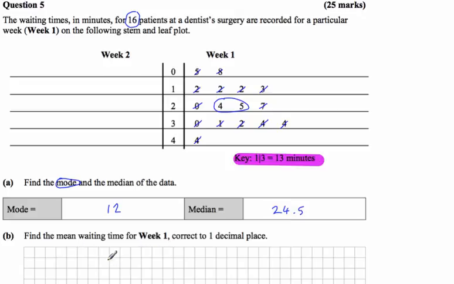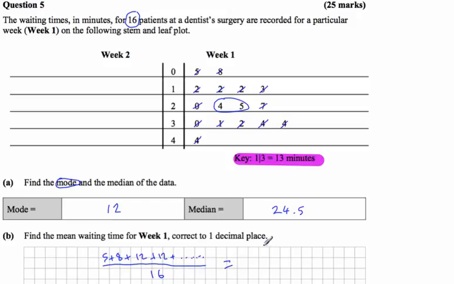Part B says find the mean waiting time for week 1, correct to 1 decimal place. Well, the mean will be all of these numbers added together and then divided by the total amount of numbers, which is 16. So that's 5 plus 8 plus 12 plus 12 plus, and on we go. So we're going to add up all those numbers and then we're going to divide them by 16.